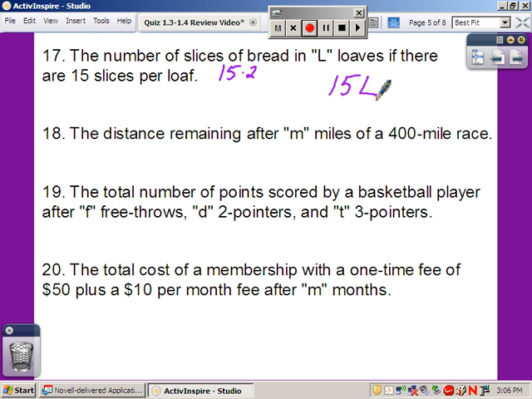Number 18, same rationale. The distance remaining after m miles of a 400-mile race. So if I said, okay, I've gone 30 miles, well, my 400-mile race, how much do I have left over? Well, I would be doing 400 minus 30. But see, I don't know that it's 30. All I know is that it's m. So this just helped me to write it so that I could figure it out with numbers. But I want to set it up so I can figure out with any number of miles, not just 30. So I just replace the 30 with the variable.